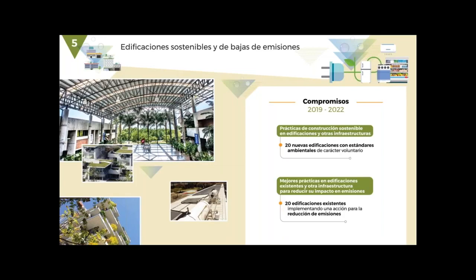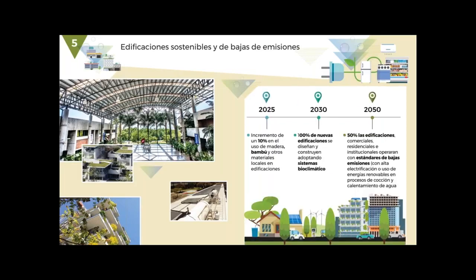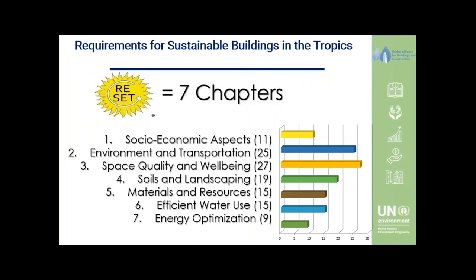In the long term, we expect, for example, for 2025, an increase of 10% in the use of wood, bamboo, and other local materials in buildings. For 2030, 100% of buildings are designed and built adopting bioclimatic systems. And for 2050, which is the limit of this specific plan, 50% of commercial, residential and institutional buildings operating with low emission standards. That means with high electrification or use of renewable energy in cooking processes and water heating. That's the slide I just explained for the long term.